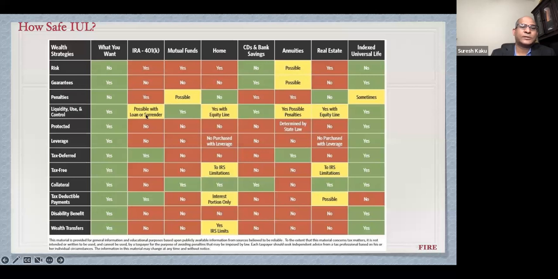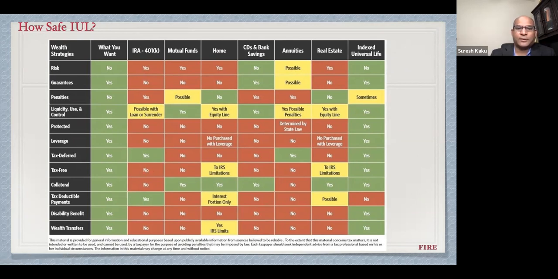Liquidity, use and control are possible with a loan or surrender. Is it protected? No, there's no downside protection. Does it have leverage? No. Leverage meaning, if you have $300,000 in the account and something happens to that person, that's how much you are going to get, 300,000, not more. Is it tax deferred? Yes, we can defer the taxes up to age 72 currently, which is when the required minimum distribution kicks in. Is it tax free? No, you have to pay taxes whenever you withdraw the money.